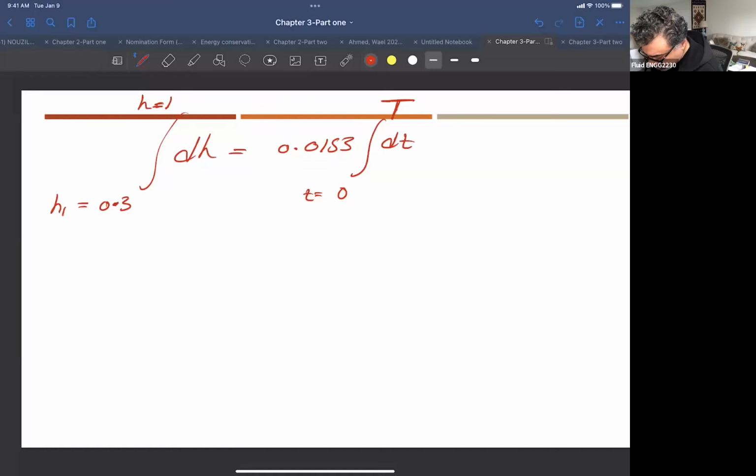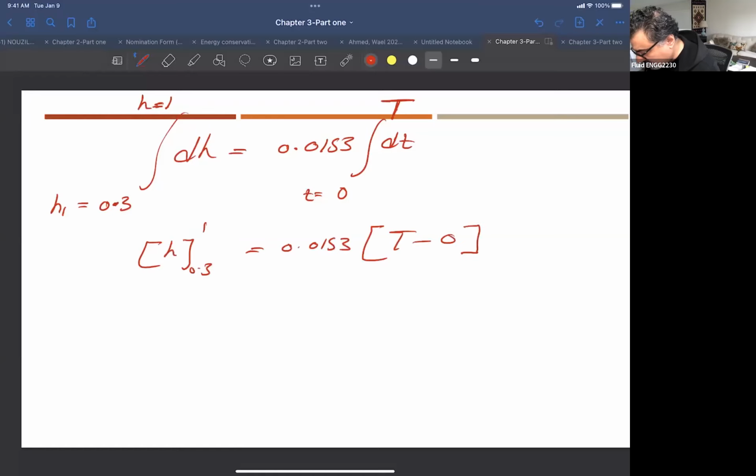So it's going to be a very straightforward integration. So this will be h, with the limits 0.3 to 1, is equal to 0.0153 times t minus 0, right? So I can find out t in this case, and t will be 46 seconds. Okay. So any questions on this?